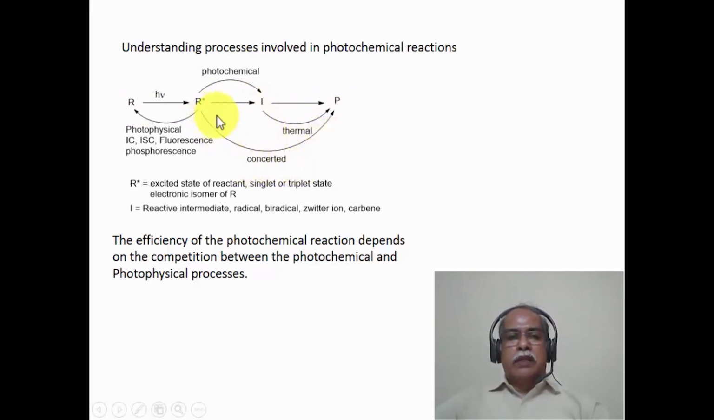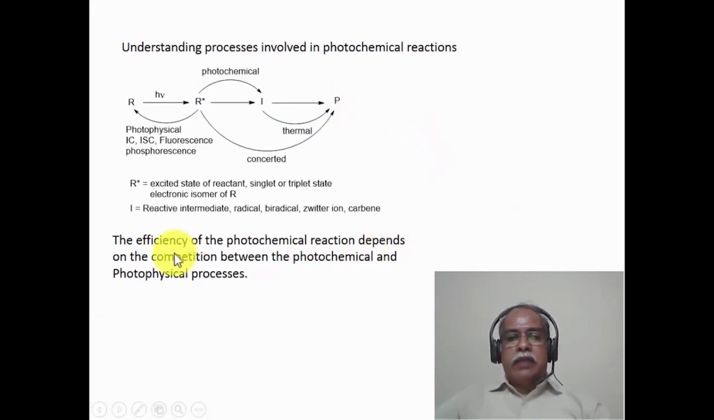Now the energy wasting processes are photophysical processes, which are internal conversion, intersystem crossing, fluorescence emission, and phosphorescence emission. The former two are the radiationless transitions, whereas the latter two are the radiative transitions, which are photophysical processes. The electronically excited state molecule essentially loses the energy and goes back to the ground state. So this is an energy wasting process. All the photophysical processes are energy wasting, whereas the photochemical processes are the ones that increase the quantum efficiency of the overall photochemical process.